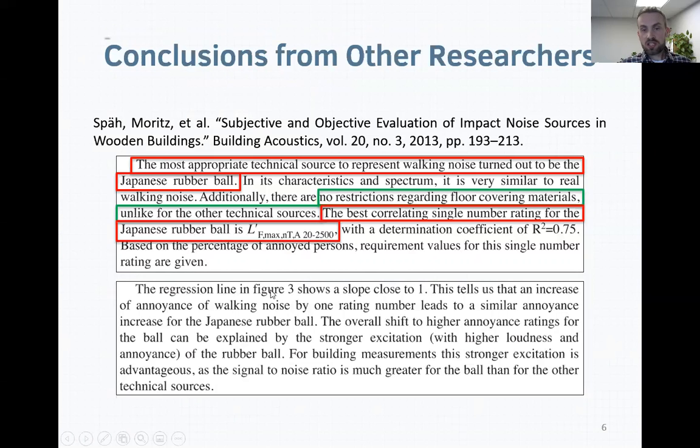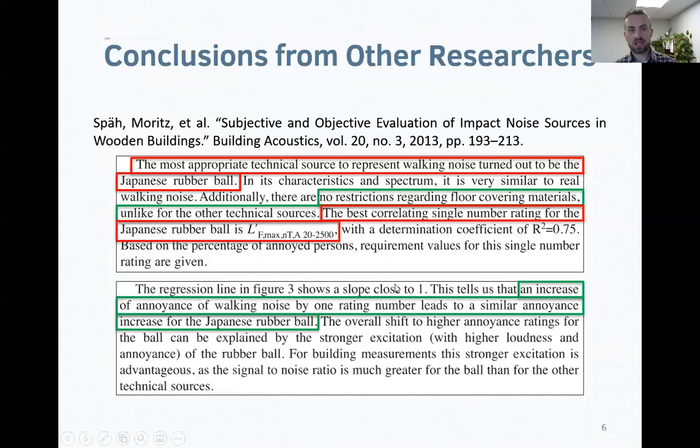To continue, the regression line in figure 3 shows a slope close to 1, meaning when they were looking at the annoyance of their subjects in comparison to the noise level produced by the impact ball, it had a 1-to-1 slope. It was correlated. This tells us that an increase of annoyance of walking noise by 1 rating number leads to a similar annoyance increase for the rating rubber ball. Okay, they're well correlated, that's good.